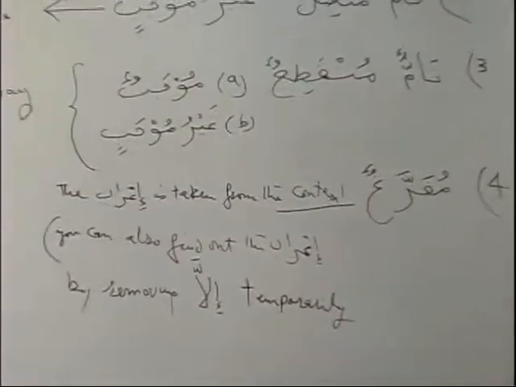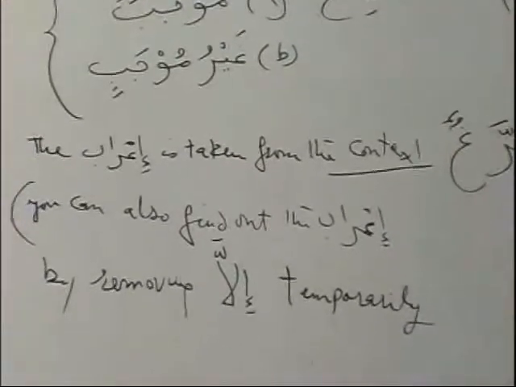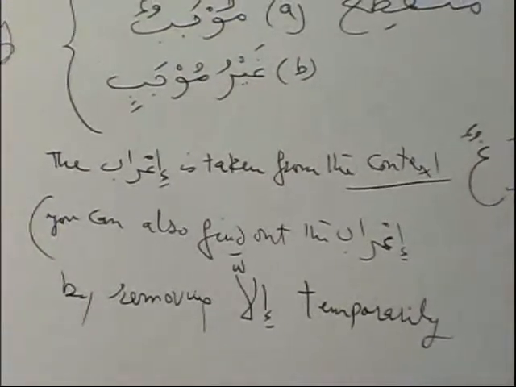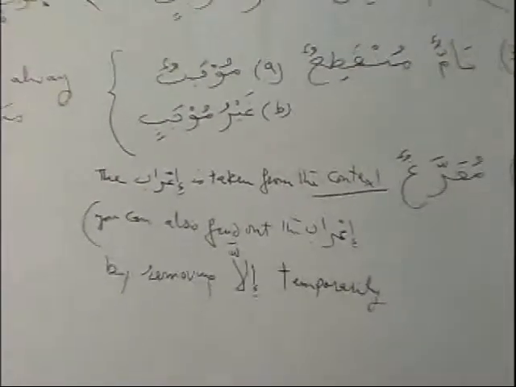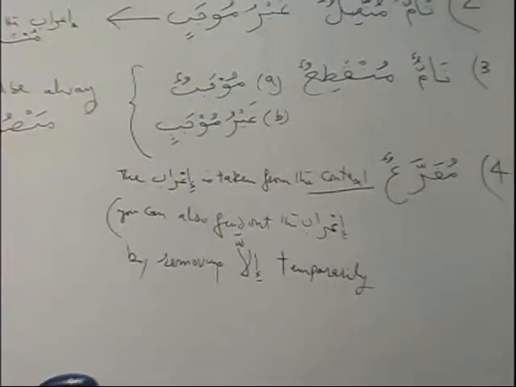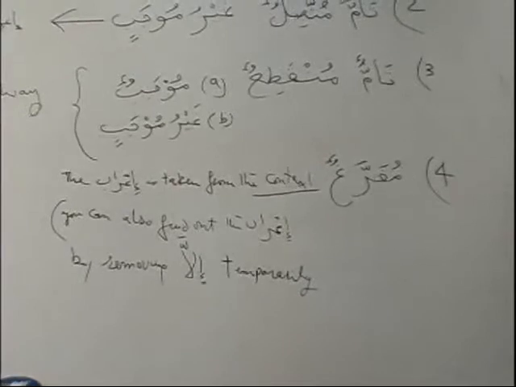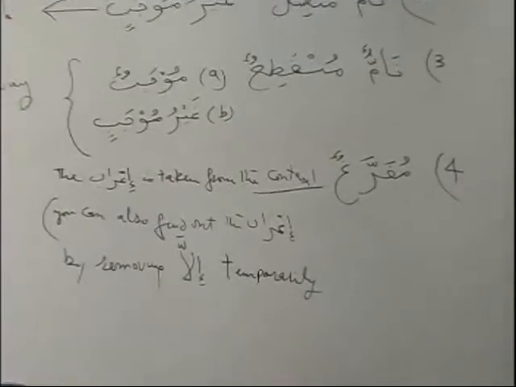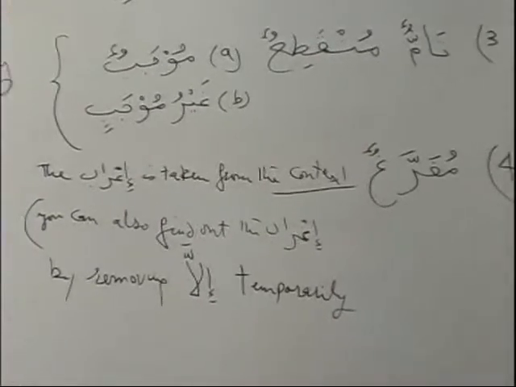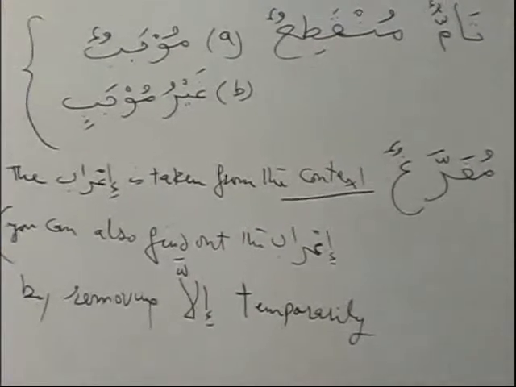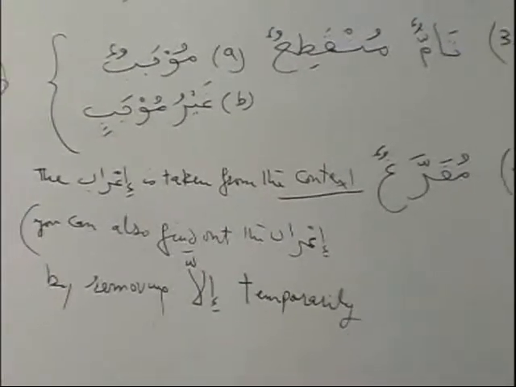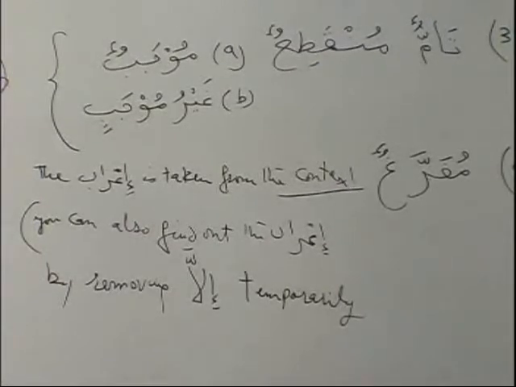What did I write down, brothers and sisters? The i'rab is taken from the context of the sentence. And there's another way of finding out the i'rab. What is that way, brothers and sisters? That you remove illa, just temporarily. Just for the time being. You put back the illa again.